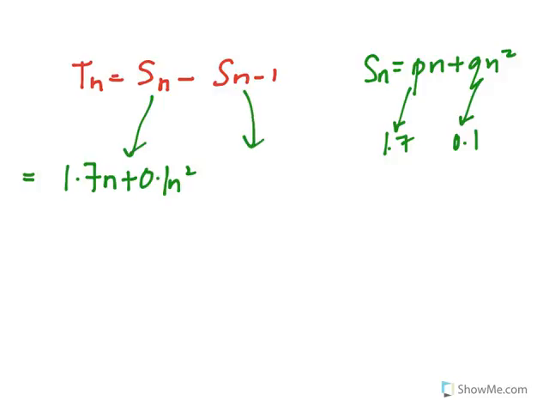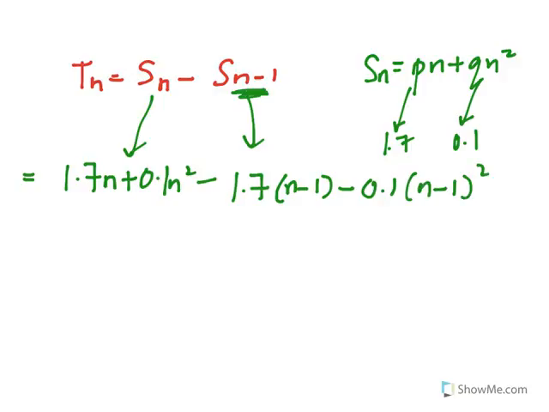What is the sum of n minus 1? Basically, you take n minus 1 and replace n with n minus 1. So again, this is 1.7 times n minus 1, plus 0.1 times n minus 1 squared. It's very easy. Then you expand, and I mean, you can actually do it yourself. You're going to get 0.2n plus 1.6, where n has to be greater than or equal to 2.